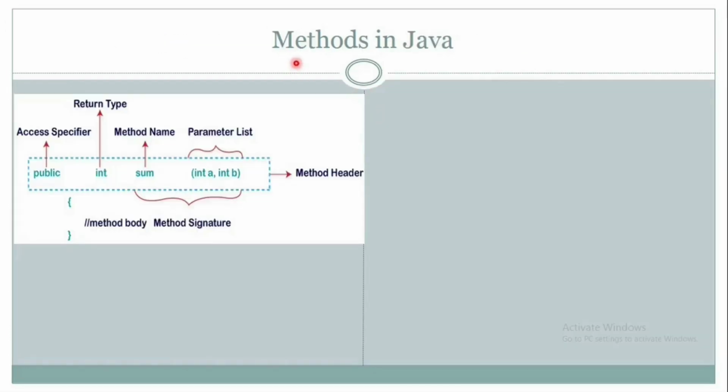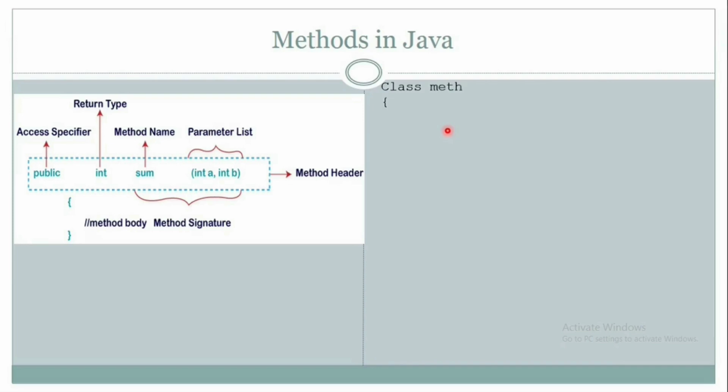Methods in Java. In Java, we can declare variables and we can define methods inside the class. So here is the general form to define a method inside the class. That is the access specifier, then we need to specify the return type, method name and the parameter list. Here comes the method body. Now we'll write a simple program to add two numbers using a method.